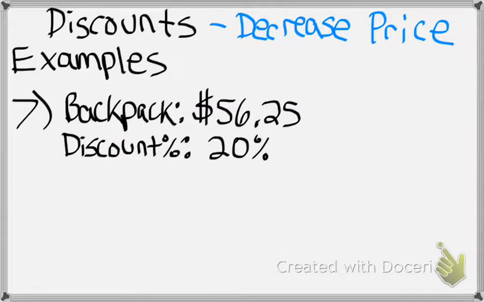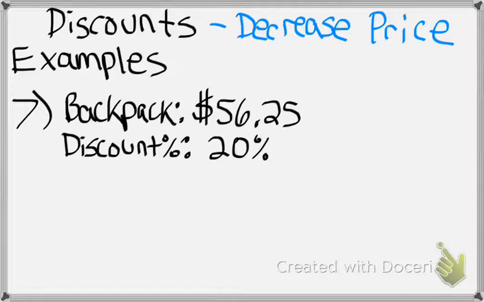Okay, the other situation we said we would talk about was how to handle discounts. And remember, discounts decrease your price. So when we do each of these questions, you should have an answer that's less than the original. So let's say you're buying a backpack. The backpack has a price tag of $56.25. But it's on sale, you're at a store, you have a coupon, something like that, and you find out that it has a discount percentage of 20%, meaning they're going to take 20% off.